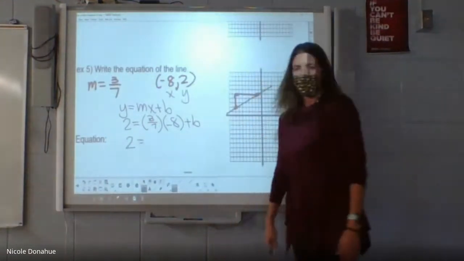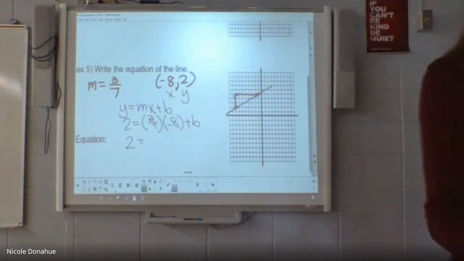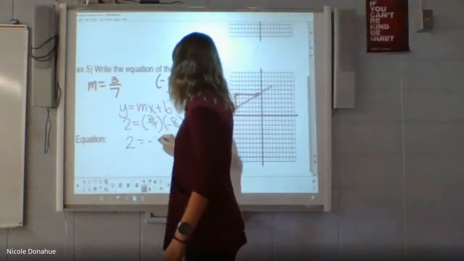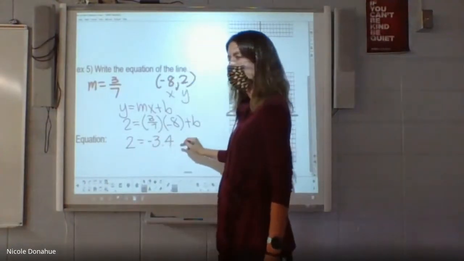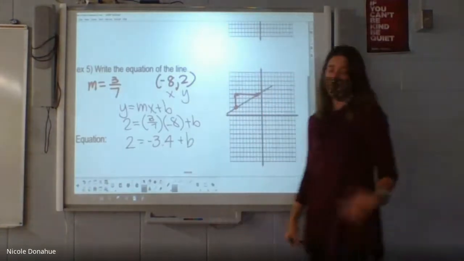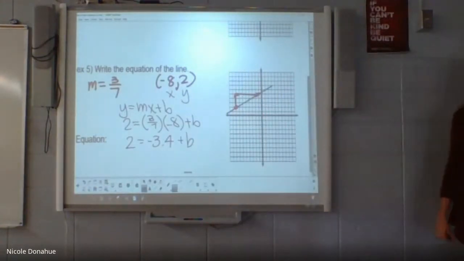so this is 3/7 times negative 8. Someone with a calculator help me out. It's negative 3.4. You guys agree with this rounding? Peyton agrees with himself, so that's all that matters. Negative 3.4.